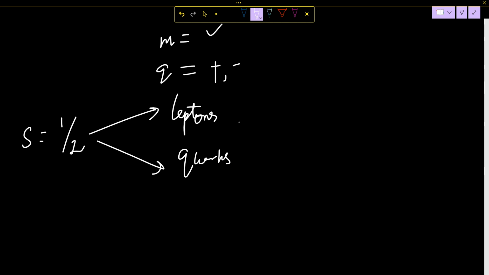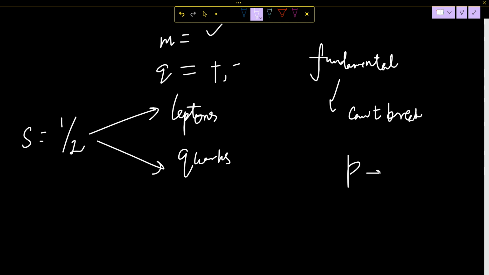What do we mean by fundamental particles? It means the particles which are the minimum thing, like we cannot break them. Electron is a lepton. We cannot break the electron anymore. We cannot show that the electron is made of something. But what about the proton? Proton is made of quarks. Proton is a baryon.